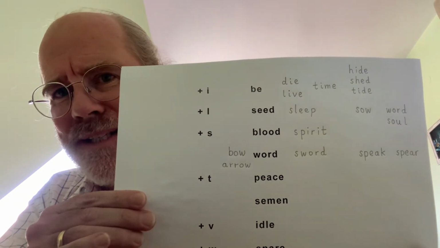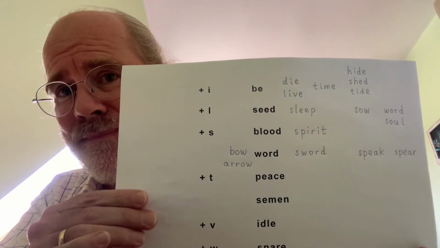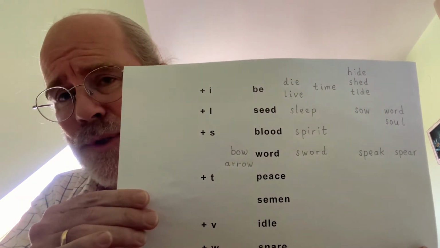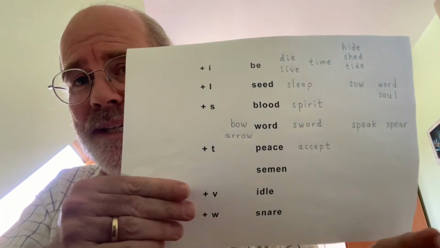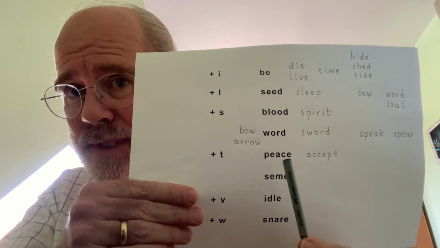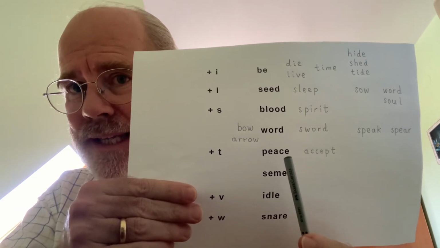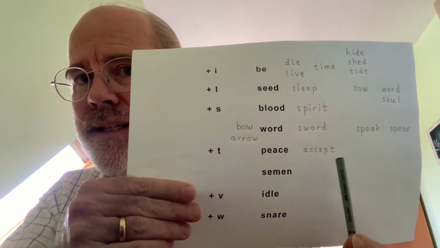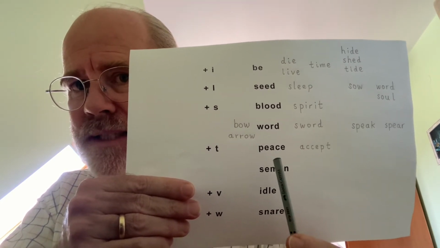Let us move on to the letter T. If we add the letter T to peace, we get accept. Peace, accept. You will see that I've got A. I repeat the C. So C, C, and then only one E, P and T. So peace is very much in accept.